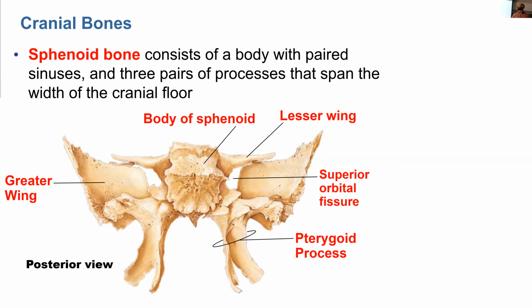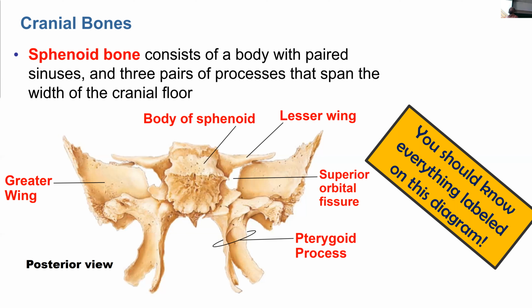One other aspect you should know about this is it actually forms the orbital fissure. So if you look through here, you're looking into the orbit of the eye. So this opening right here between the lesser wing and the greater wing is the superior orbital fissure. And that will make more sense when we look at it from an anterior view in just a second here. But I want to orient you to that.